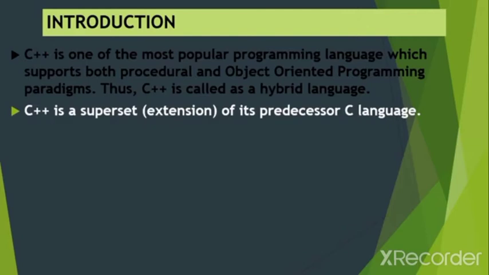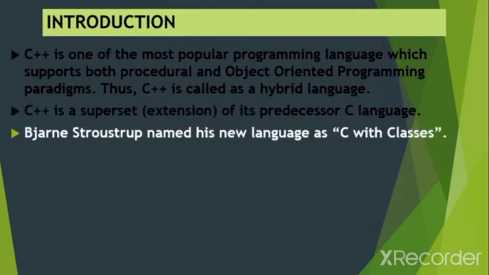So before C++, the C language was very popular. So the predecessor of C++ is the C language, and under the influence of the C language, C++ was invented. Bjarne Stroustrup named his new language C with Classes because C is a structured programming language. By adding extra or additional features, object-oriented features, to that language, it became C++. So the same concepts of C programming are in C++, with the additional OOPS concept added.